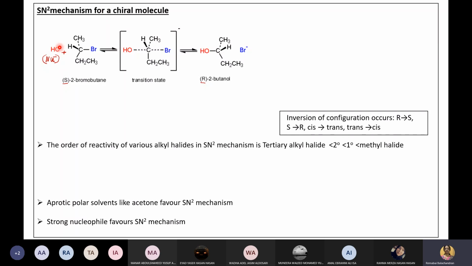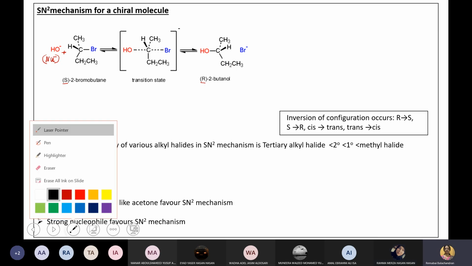So what happens is, when OH minus is approaching this one, its configuration is getting inverted. Look over here. These two are towards the left side, correct? And Br is on the right side. Now OH is coming on the left side, and these groups are going to the right side. Did you understand? This only happens for chiral molecules. It's applicable only for chiral molecules. Otherwise, it does not make any difference.